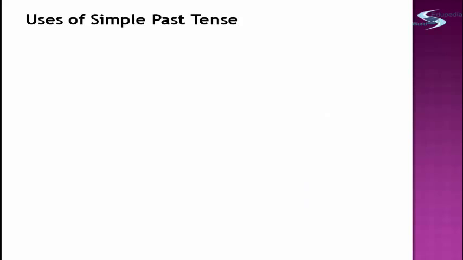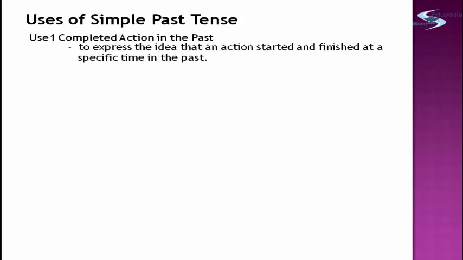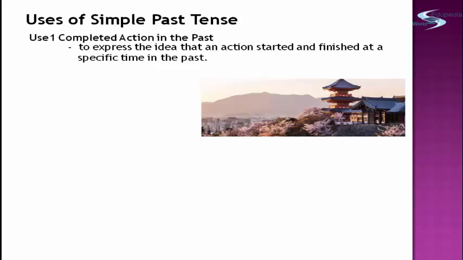Okay. The following are the uses of simple past tense. Use 1. It is used for a completed action in the past. This is to express the idea that an action started and finished at a specific time in the past. So we have an example. We spent a lot of time in Japan in 2007.